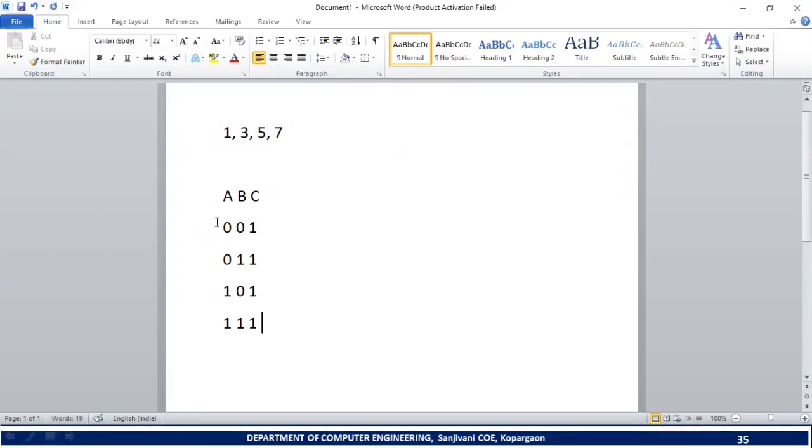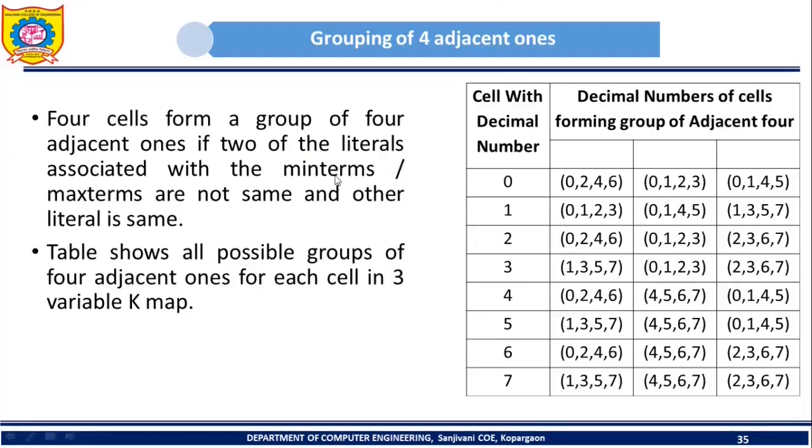Okay, so observe all these input combinations and check how many variables are changing, how many are different and how many are the same. Is A the same? No, A is different, right? A is changing, here it is 0, here it is 1. B, here it is 0, here it is 1, so B is also changing. Now consider C. C is constant. So 2 variables are changing and the other variable is constant. So that's why we can combine these 4 cells to form a group of 4 1s. Now you can verify this condition for all the different groups which I have mentioned in the table.